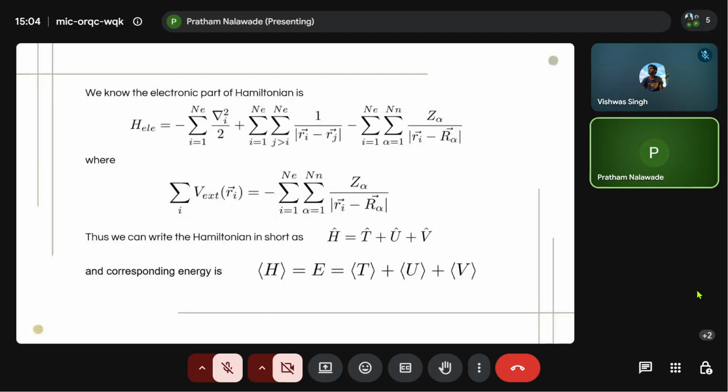Okay, so again I'm redefining everything here. This is the Hamiltonian which we are working with, where I've said that the interaction between the electron and nucleus is our external potential. I have denoted each term with T, U, and V. This is the notation I will be using ahead, so that is why I have redefined it here again. The corresponding energies are just the expectation of the T term, U term, and V term.